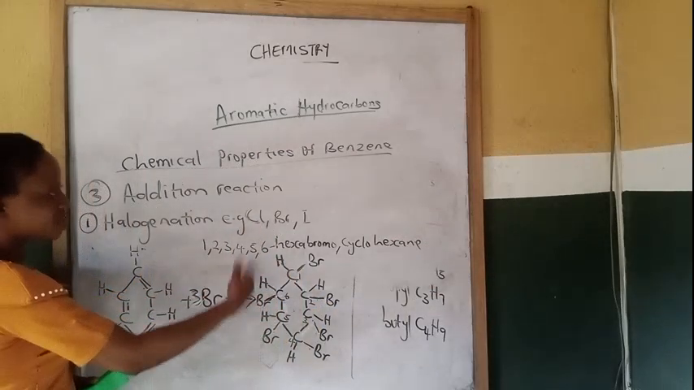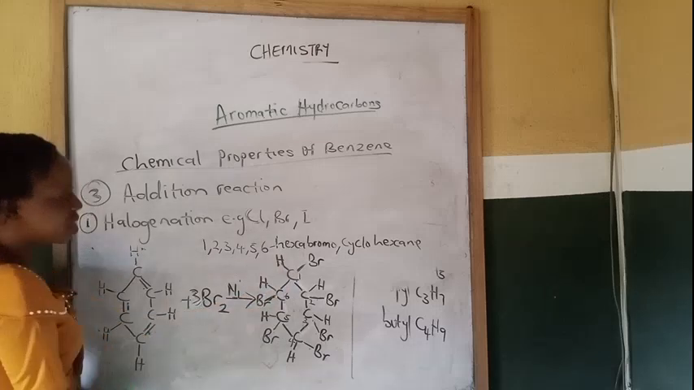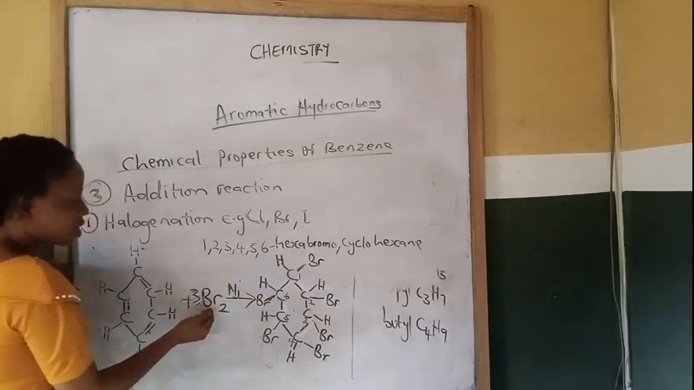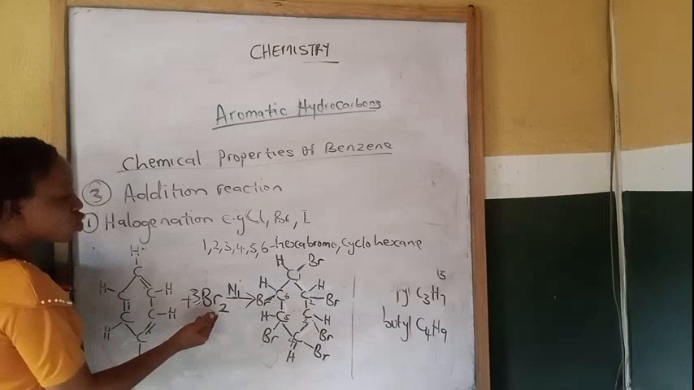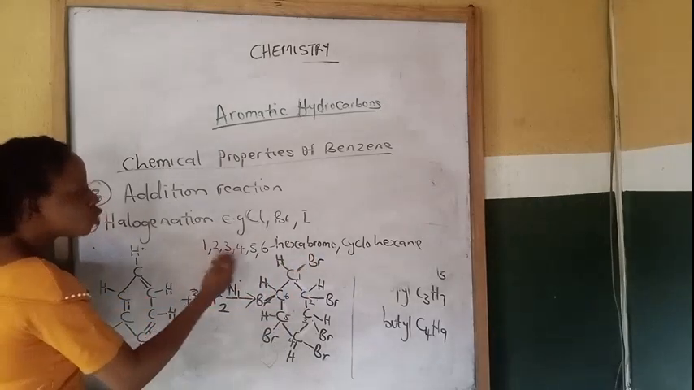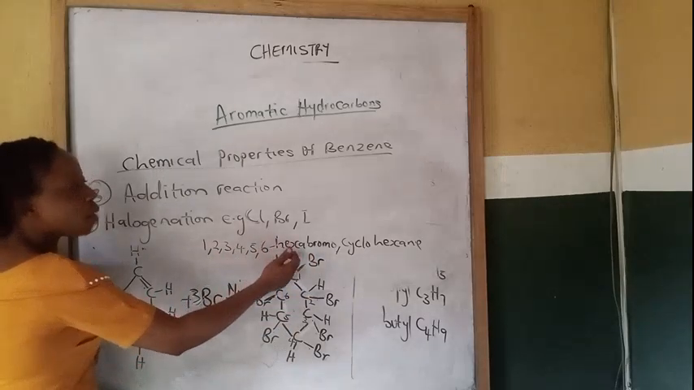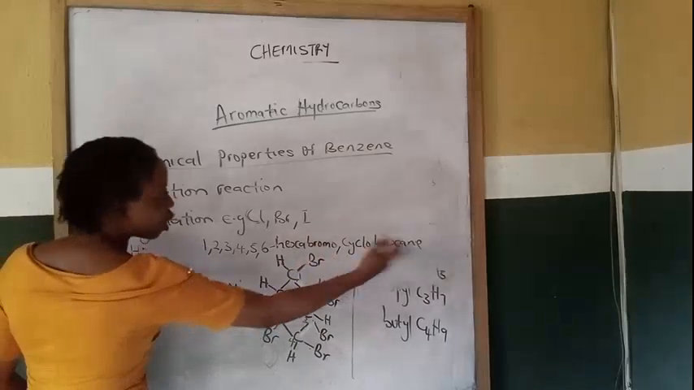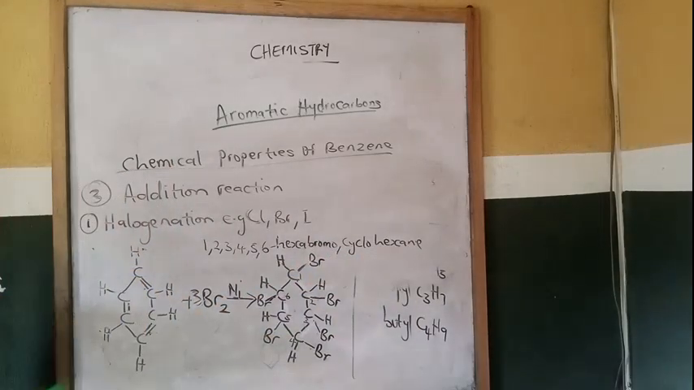Then if you replace bromine with chlorine, you are still going to name it the same way we named the bromine compound. If you replace all this bromine with chlorine, so you call this 1, 2, 3, 4, 5, 6, that one will now be hexachlorocyclohexane.